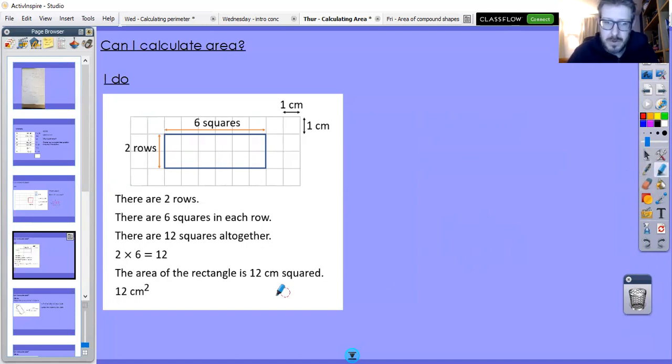Really important that we remember to mark it with the squared. When we're writing an answer, it needs to show that we're talking about area by including that squared unit of measurement.